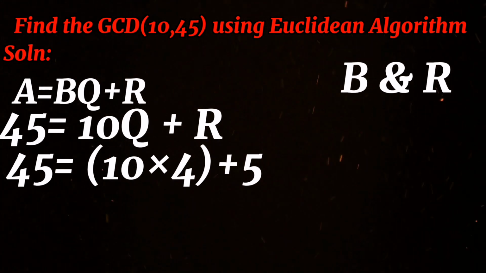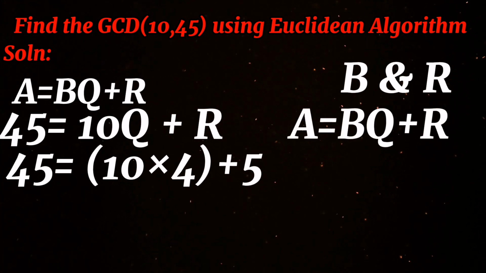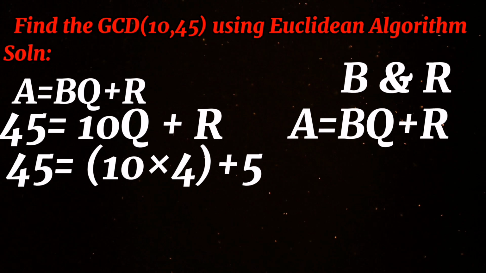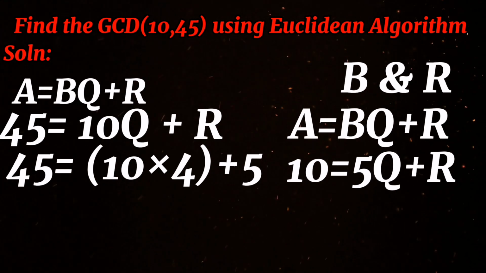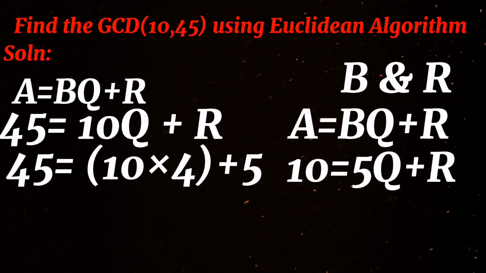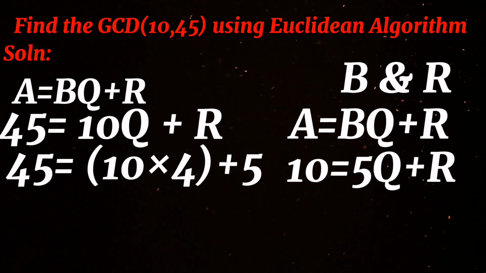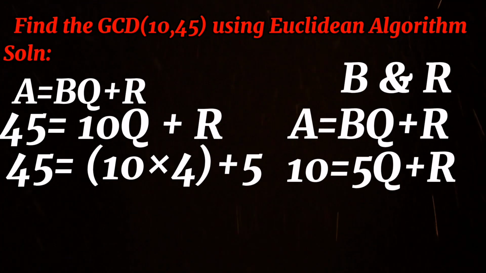What we are going to do now is rewrite this equation. We are going to be dividing our b by the remainder. That is, now we are going to be having 10 is equal to 5q plus r. Our b from the previous equation is now our a, while our r, which is the remainder, is now our b. Hence the reason why we had 10 is equal to 5q plus r.